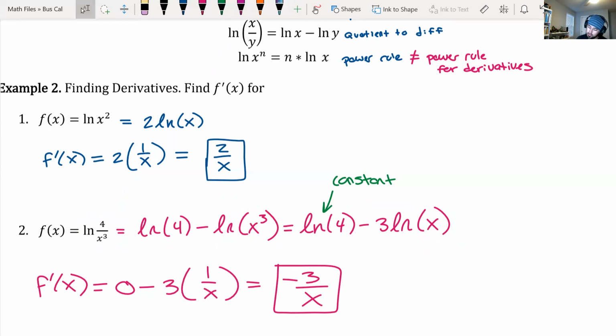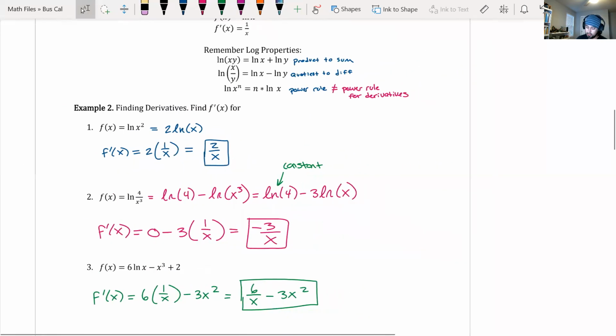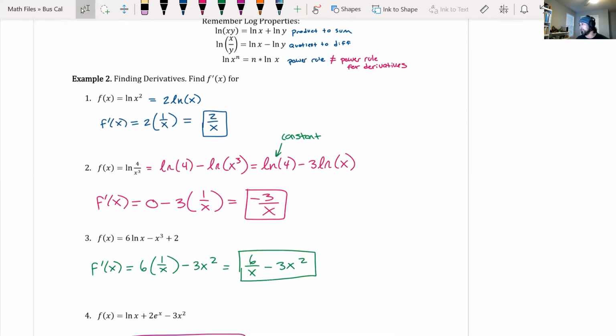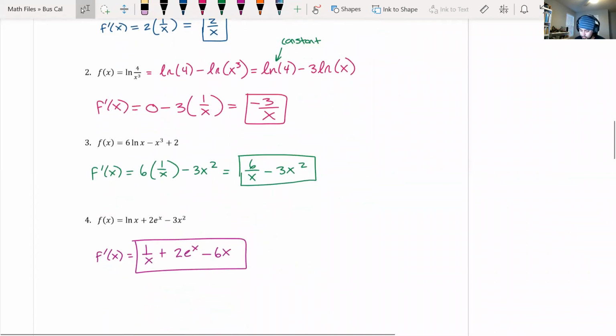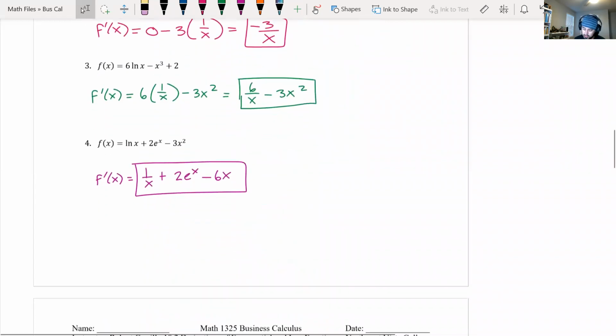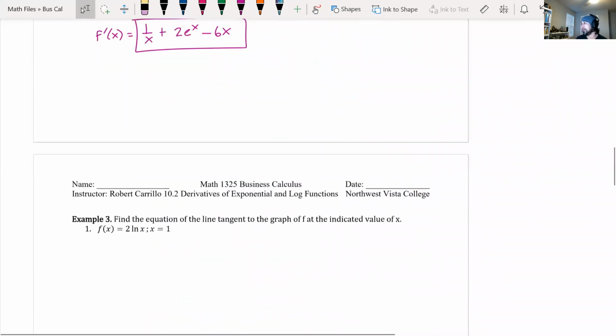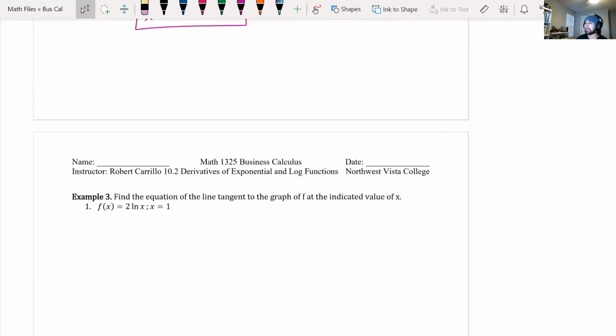All right. Cool. So now we have the derivative formula for e to the x, x to the e, and the natural log of x. And we have those log properties to help us rewrite logs if we need to. All right. Now, the next two are about finding the equation of the tangent line.